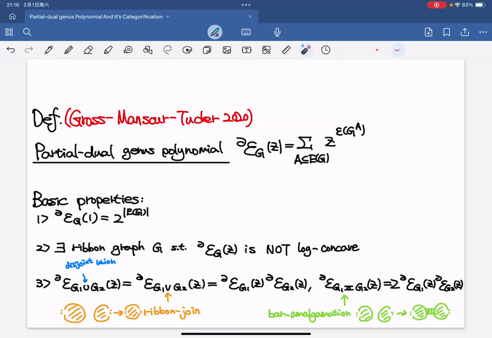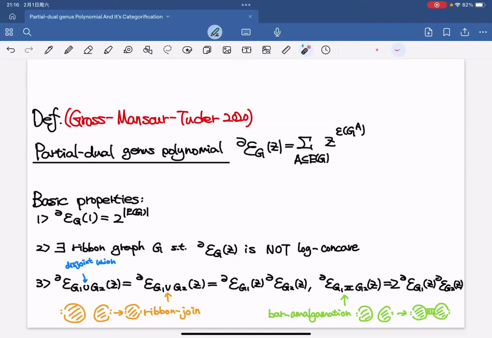we know that in graph theory, people are very interested in some properties of the polynomial. For example, we know June Huh's famous result that the chromatic polynomial is log-concave. But for this one, in this paper, they find some ribbon graphs for which this polynomial is not log-concave. That is not so good, but it behaves quite well under some local operations for ribbon graphs.